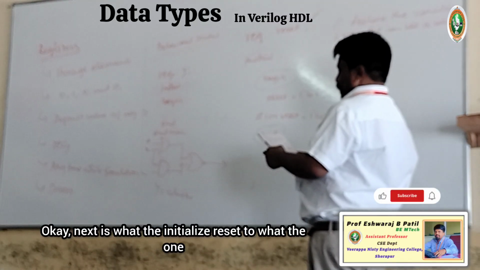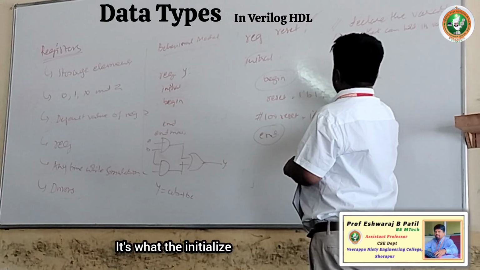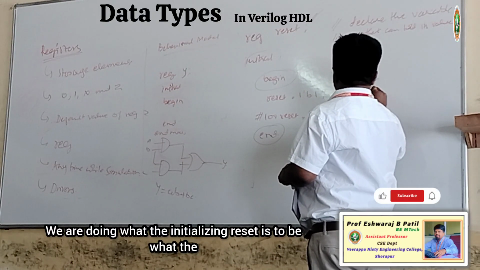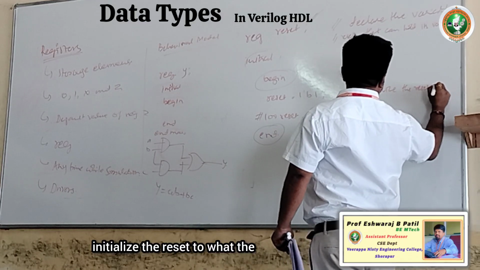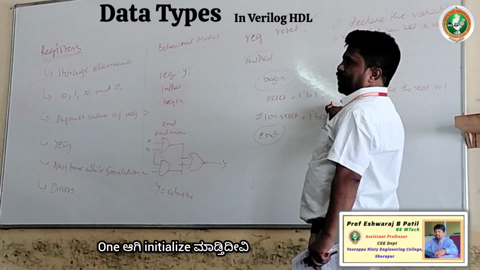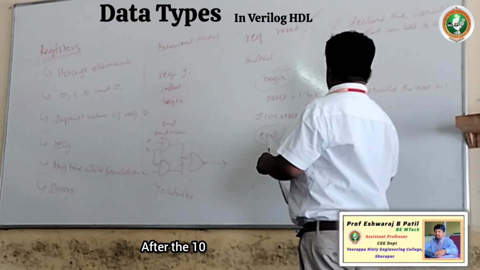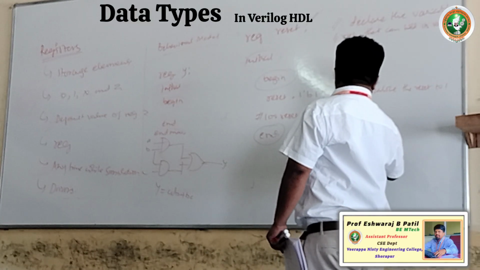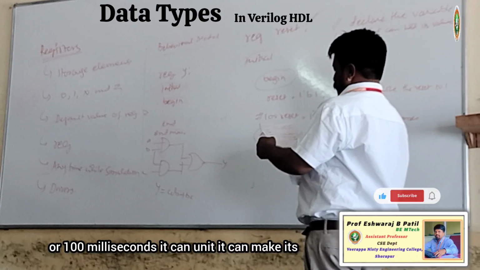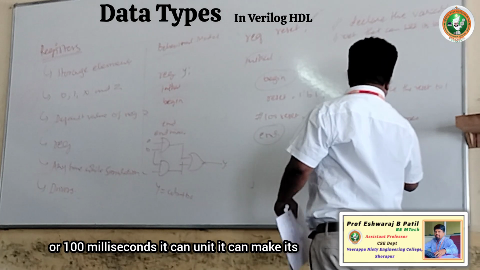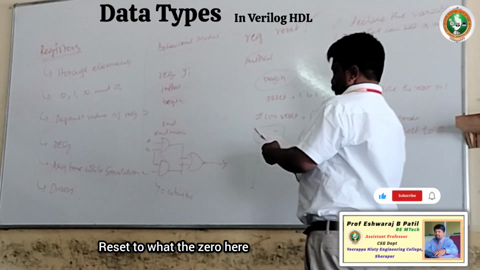Okay, next is initialize reset to 1. We are initializing reset to 1. If we use the reset, it becomes 0. After 100 milliseconds it makes the reset go to 0 here.